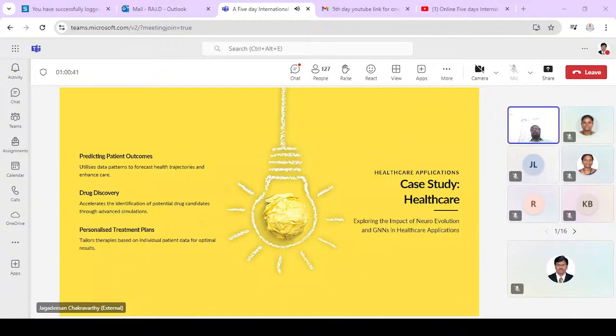So this is the case study, especially in healthcare. Exploring the impact of neuroevolution and GNNs in healthcare applications. Now a lot of things are taking place in healthcare, and a lot of computer applications are working. Every day we are bringing some application used for healthcare, because a lot of diseases exist throughout the universe. So what can we do with this combination? You can go for predicting patient outcomes. Predicting patient outcomes utilizes data patterns to forecast health trajectories and enhance care.